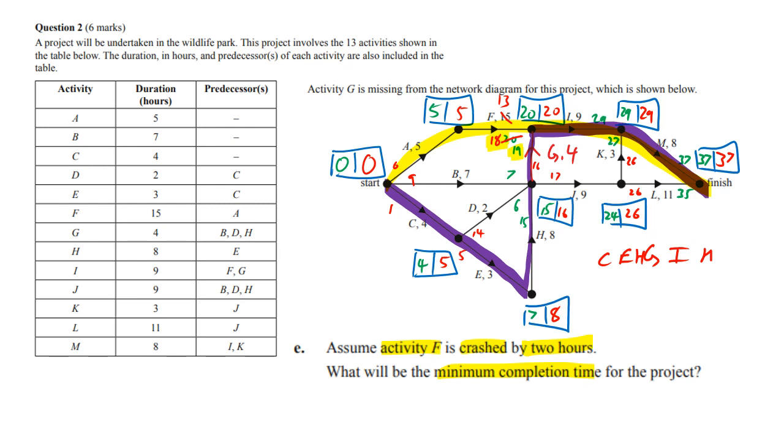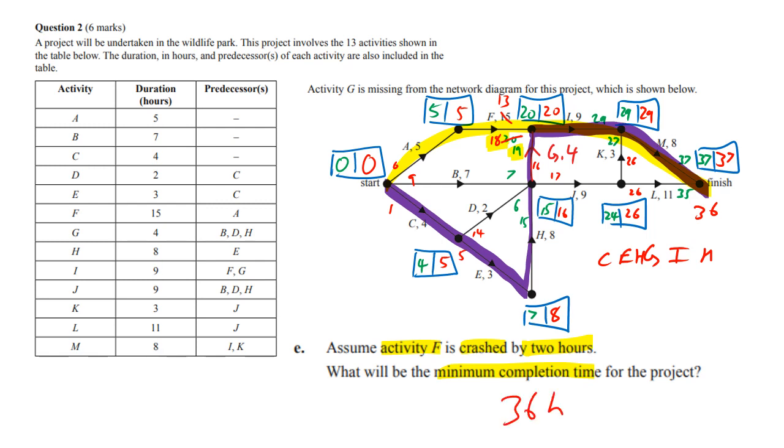So if you add all that up, that's 4 plus 3, which is 7, plus 8, which is 15, plus the 4, there's the 19, plus the 9, which is 28, plus the 8, which is now 36. If you add all that together, it is now 36 hours.